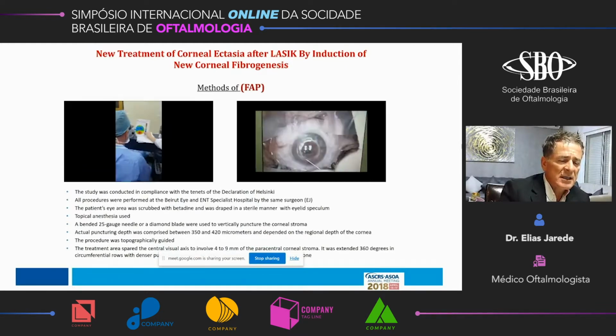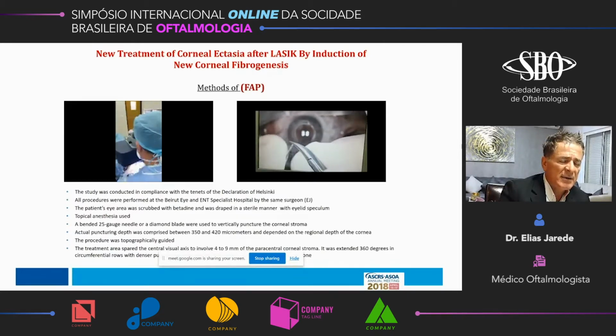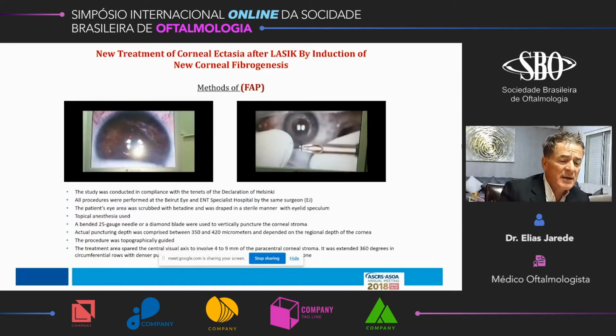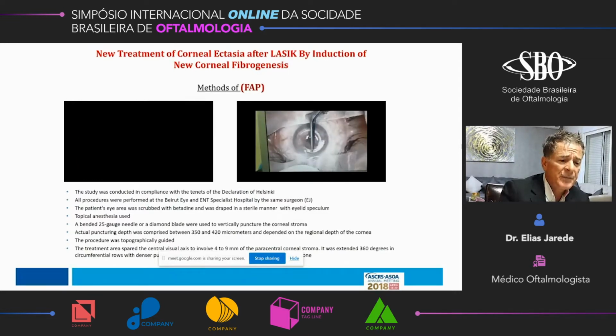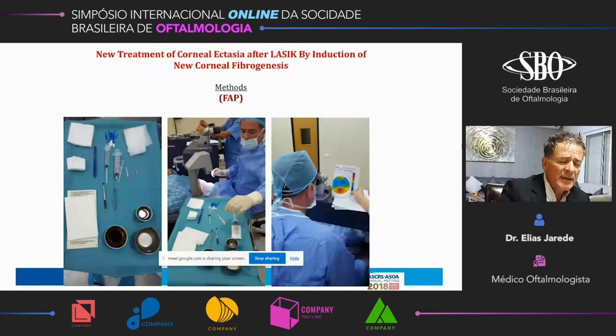Here we can see on the left side we use a diamond blade set at the desired depth, 350 to 400, depending on the peripheral thickness. On the right side, we're using a bent needle to do the puncturing. I think the bent needle is better because it induces more fibrosis, being more traumatizing, and we can use it simultaneously with the ring implantation. The instrumentation of this technique is quite simple, and we can use direct visualization of the corneal topography to localize the steepening area of ectasia and do more punctures in that area.